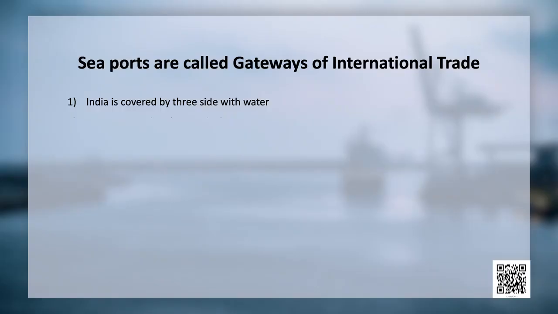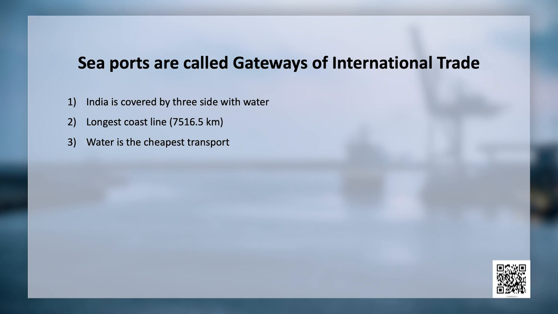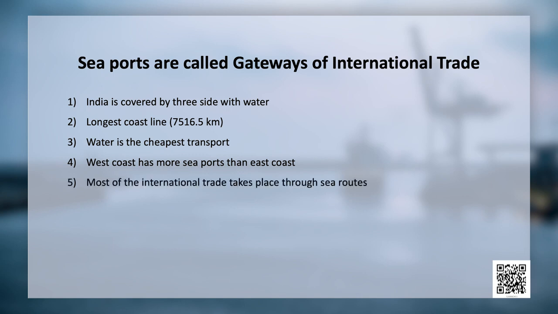Now, we will talk about why seaports are called gateways of international trade. India is covered on 3 sides with water. It has the longest coastline, 7,516.5 km. Water is the cheapest means of transport. The West Coast in India has more seaports than the East Coast. Most of the international trade takes place through sea routes.